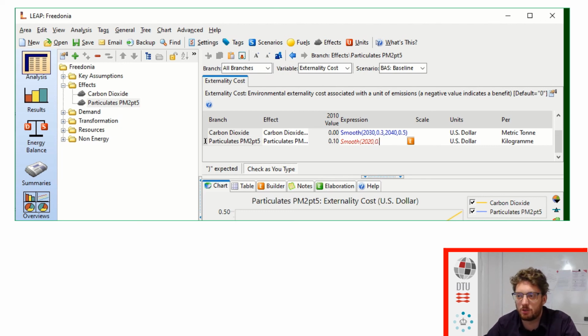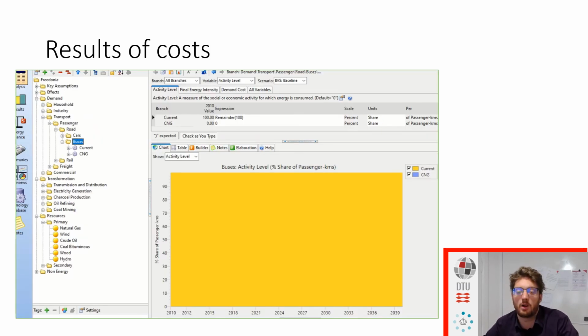And of course, you can do this in the same way as you do anything in the demand sector. You can use smoothing steps, interp, or even growth rates. So you could quite readily link this to your GDP per capita or PPP or similar. So now I applied a few costs per metric ton or kilogram of pollution, and then we can use that in our results. Here we are going to look at the results of our costs.